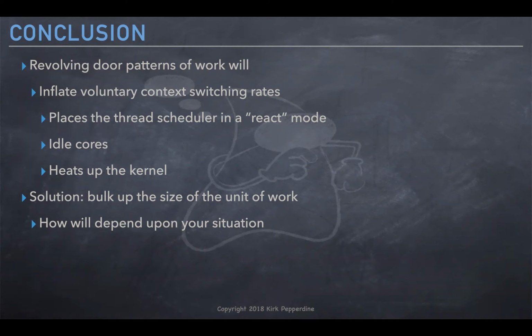And really the solution to this is to bulk up the size of the unit of work. And how you're going to do this depends upon your situation. In the first case, what we wanted to make sure was that all of the events coming into the system were bulked up, so that they could be managed by one thread as opposed to being managed by one thread per event.